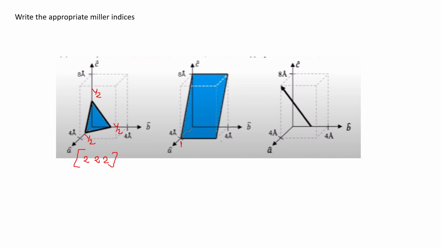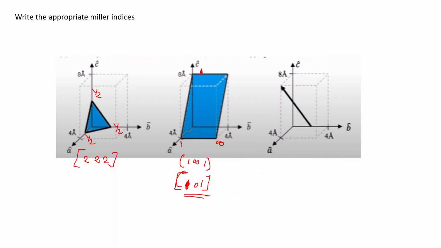Y-axis is not touching, so it's going parallel to the y-axis, so it will be infinity, and it's touching z-axis at 1, like completely, so 1. So it will be 1, infinity, 1. So if you take the reciprocal of it, you will get 1, 0, 1.